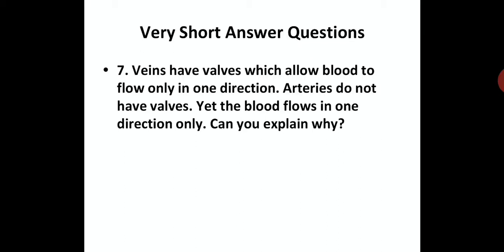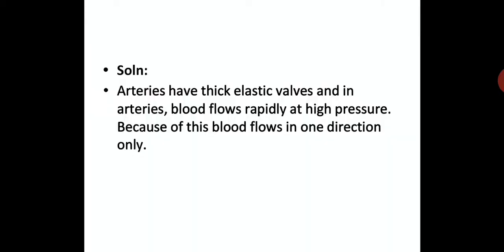Veins have valves which allow blood to flow only in one direction. Arteries do not have valves, yet the blood flows in one direction only. Can you explain why? So you have to justify this. Let us see the justification, children. Arteries have thick elastic walls, and in arteries blood flows rapidly at high pressure. Because of this, blood flows in one direction. I hope this is very clear with you all.